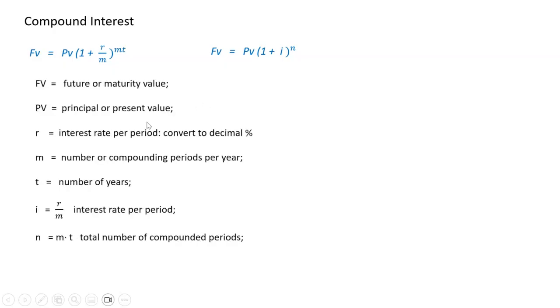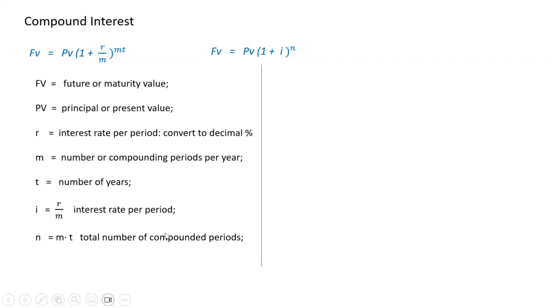Now, FV stands for future value, or the future or maturity value. The PV stands for principal or present value. Again, the R is the interest rate per period converted to a decimal. The M is the number of compounding periods per year. The T is the number of years. My I is R divided by M, which is the interest rate per period, and N is my M times T, which is the total number of compound periods.